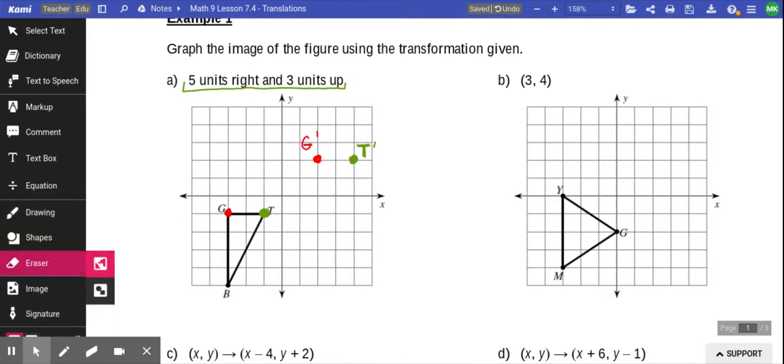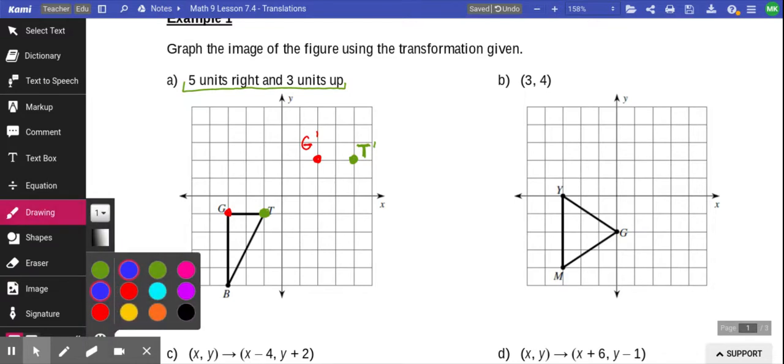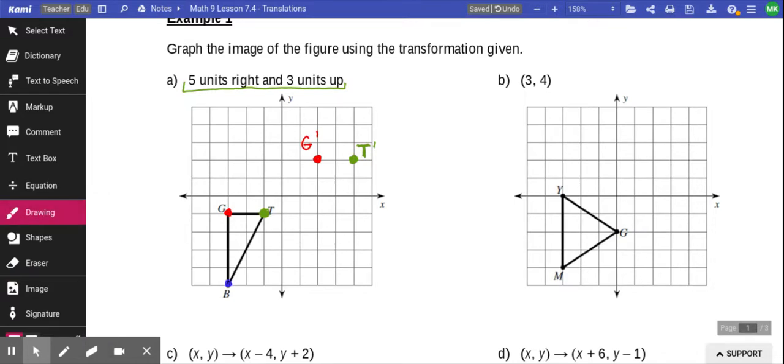The beauty of translations, and what we're doing here today, is that the order in which you move them doesn't matter. So I'm always going right and then up. You could technically go up and then right. So I'm going to do that with point B here. I'm going to go up 3, 1, 2, 3, and then to the right 5. 1, 2, 3, 4, 5. So the order doesn't actually matter in which you do them. That gives me point B prime.